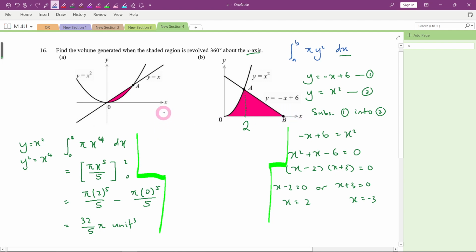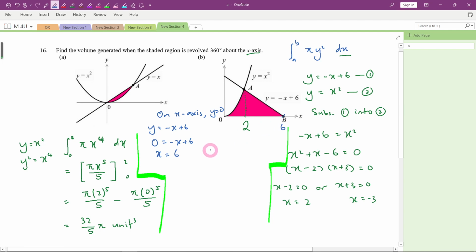On the x-axis, y is equal to 0, right? I want to find the x-intercept. y is equal to negative x plus 6. On the x-axis, y is equal to 0, so negative x plus 6 equals 0. From here, we know that x is equal to 6. Now we know this is actually equal to 6. So I have the lower limit and upper limit if I want to use the integration method.